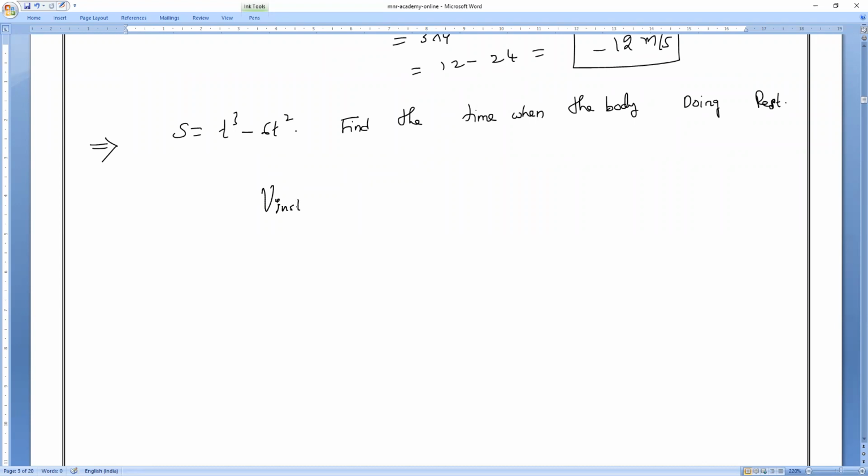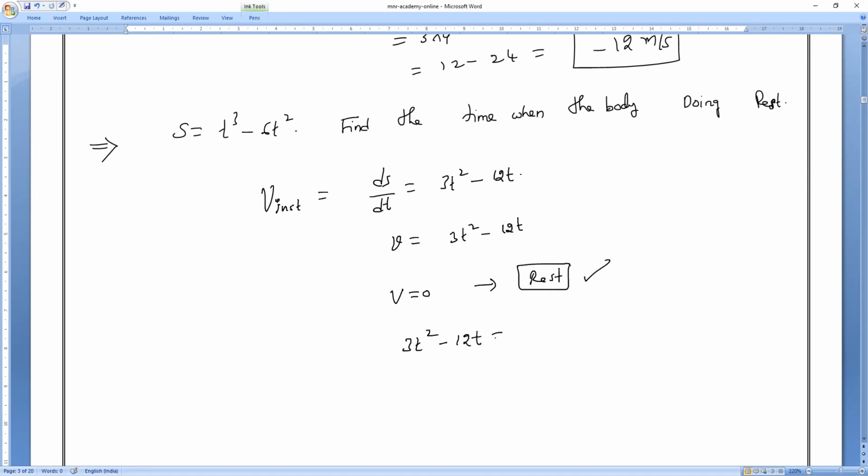So V instant is equal to, tell me, ds by dt. So ds by dt is equal to 3t square minus 12t. Yes or no? So V is equal to 3t square minus 12t. We all know V must become 0 to become rest. So 3t square minus 12t is equal to 0. In this both, something can I take common? 3t I can take common: 3t into t minus 4 is equal to 0. Clear?